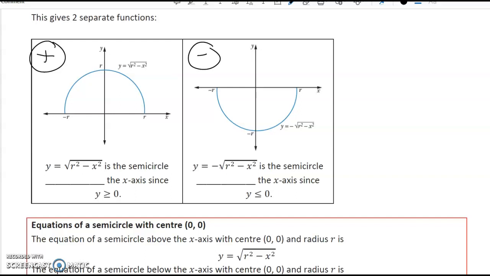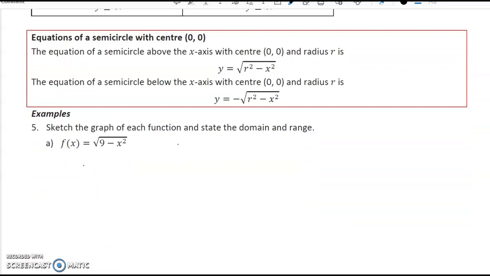The positive is above the x-axis because all the values for y are positive, and the equation with the negative is below the x-axis. So you need to know that form for a semicircle, so when you see that square root function pop up, you're not freaked out. You know that it's an equation for a semicircle.